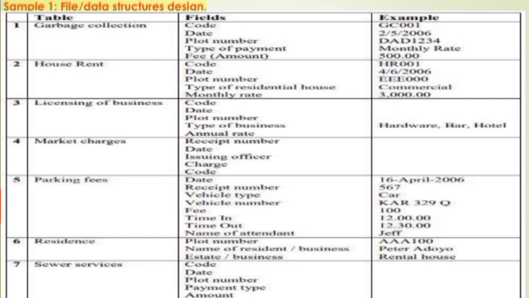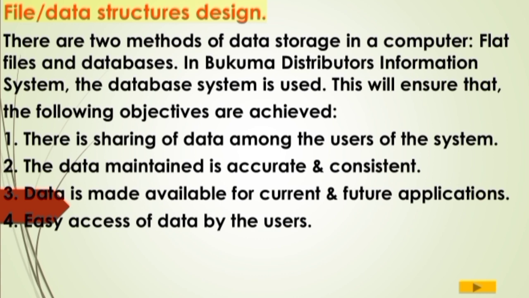Sample 1. File data structures design. There are two methods of data storage in a computer: flat files and databases. In Bukuma Distributors Information System, the database system is used. This will ensure that the following objectives are achieved.